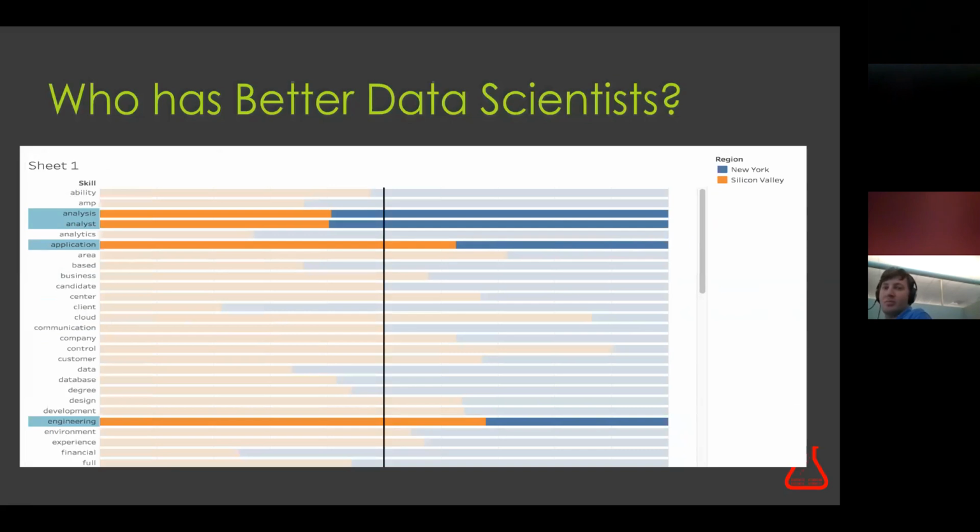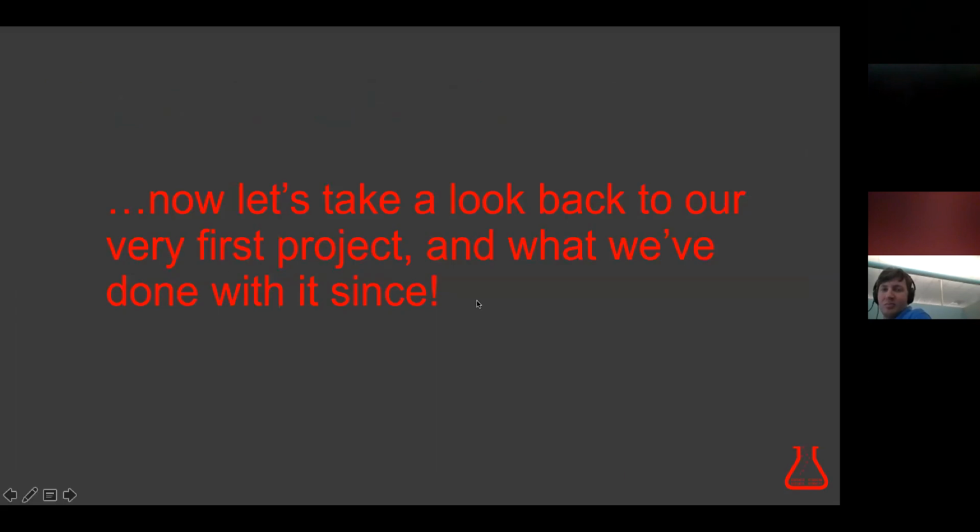You see analysis and analysts coming up a lot more in New York, where the emphasis would be on really optimizing large institutions' systems, whereas you see application and engineering in Silicon Valley with a lot more of the consumer-facing products. Next slide. And now we're going to take a look at the first project that we did and how we've developed it since starting. Do you want to take a quick question?